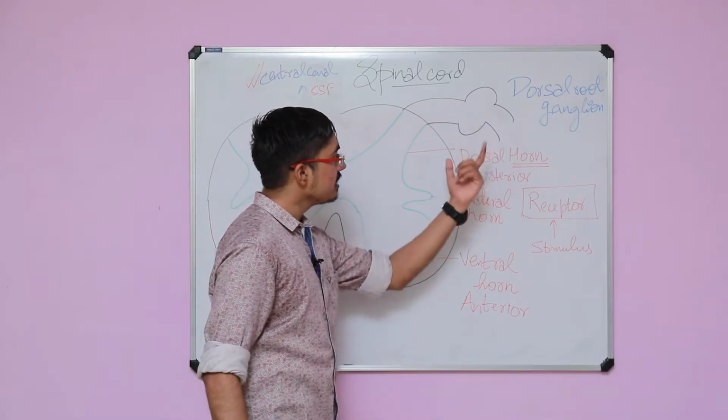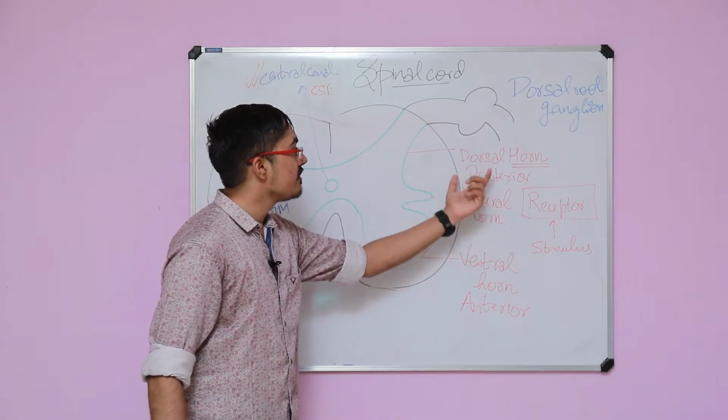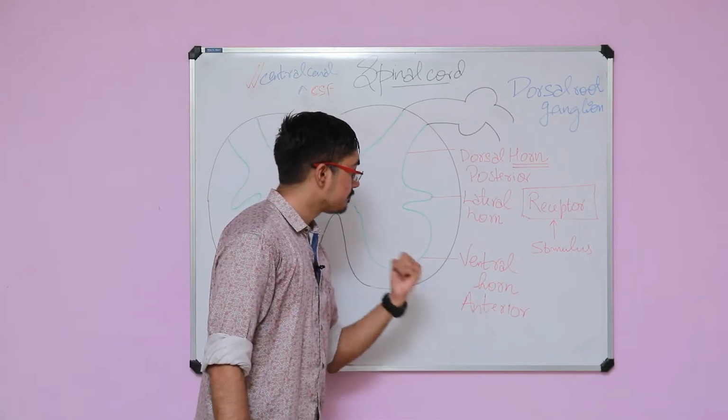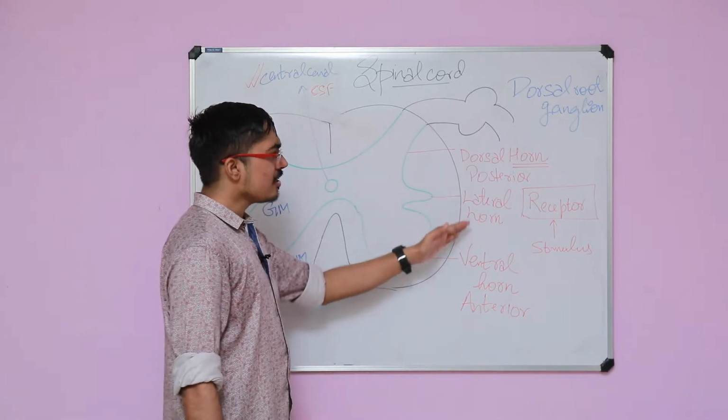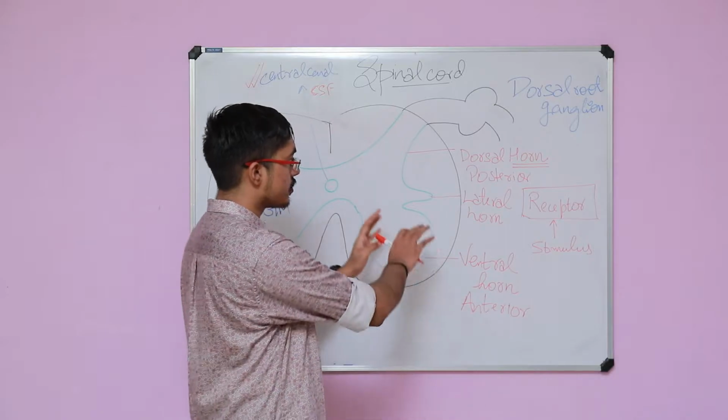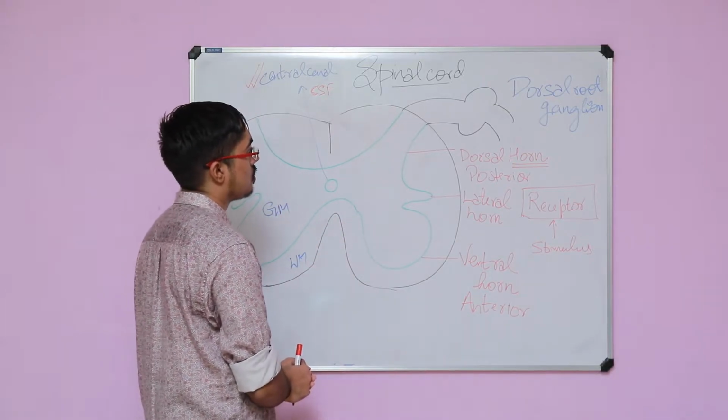So whenever they mention dorsal in terms of the spinal cord, they will say dorsal horn is equal to posterior horn, and ventral horn is anterior horn, and lateral horn is towards the side. So it does not have any significance in saying it as dorsal or ventral. There is no other name for the lateral horn.